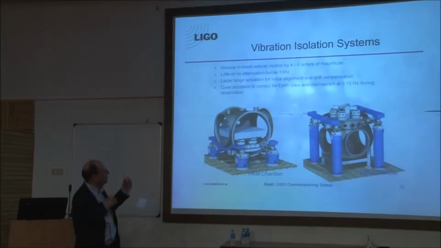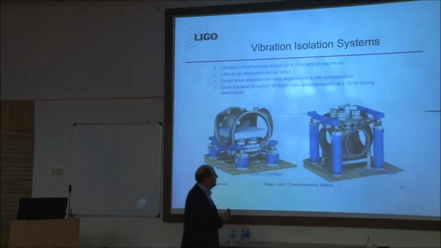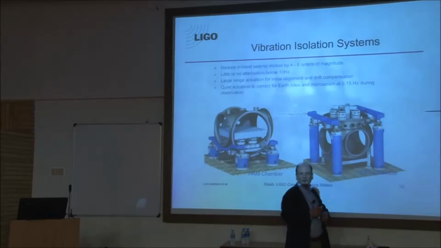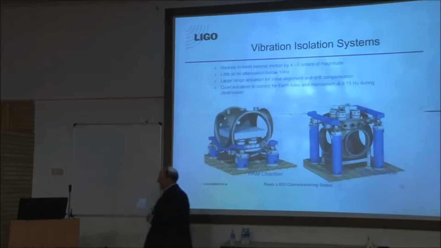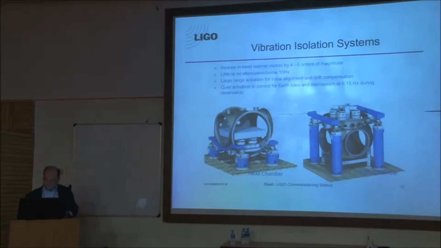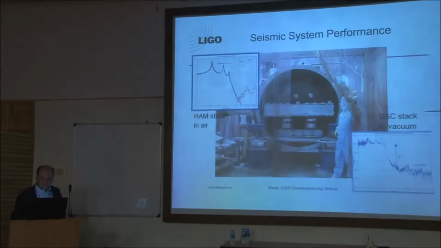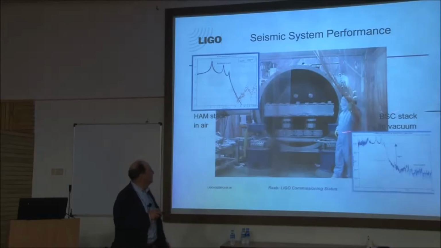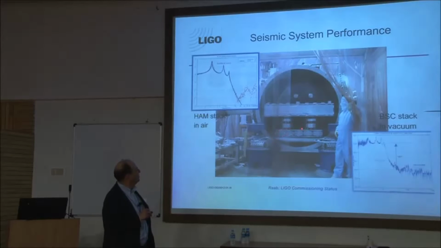So here's sort of the overall scale, and I stand about this tall there, to give you an overall scale. Here's another view now, an actual photograph of isolators installed in a HAM chamber before the optics were built up on them.